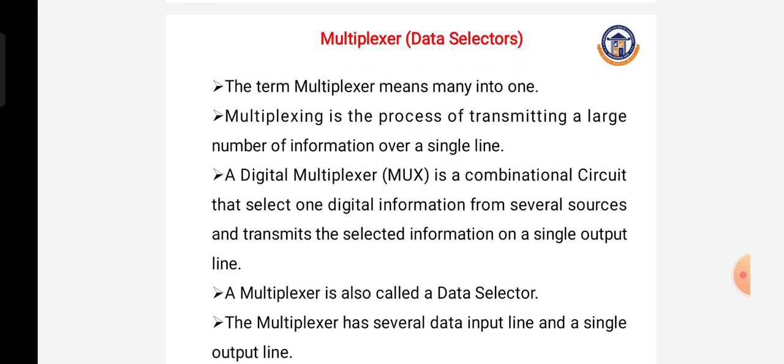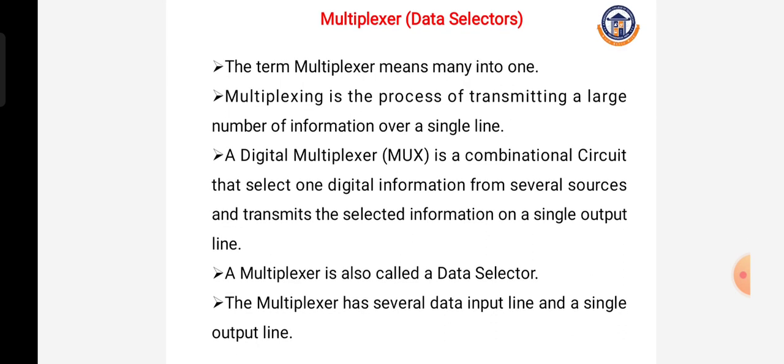The topic is multiplexer. So what is a multiplexer? A multiplexer is a logic circuit that accepts several data inputs and allows only one of them at a time to get through to the output. Another name for multiplexer is data selector. Simply defined, multiplexer means many into one. Multiplexing is the process of transmitting a large number of information over a single line.